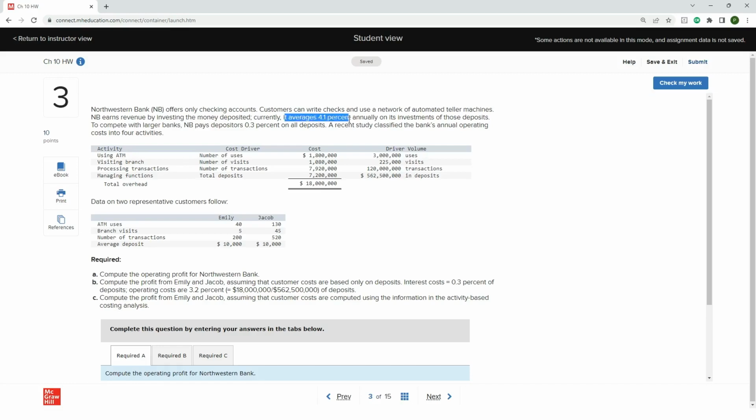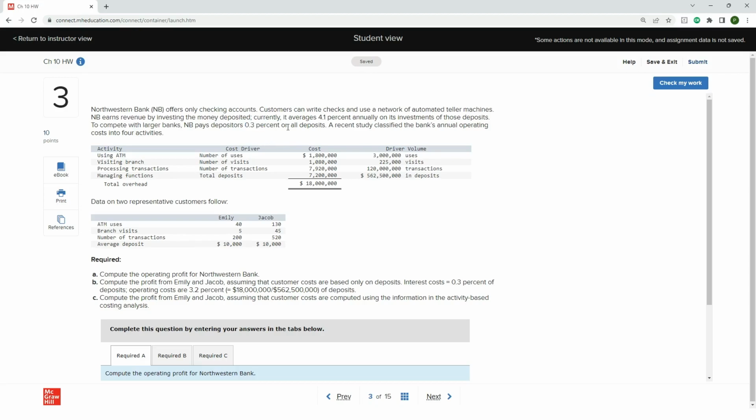It looks like they charge an average of 4.1% annually on its loans, and then they turn around and pay the account holders 0.3% on their deposit. So it looks like a pretty typical bank. They charge more when they're lending out money, and the interest that they pay to the people who actually deposited the money is going to have to be less so that there's that profit margin.